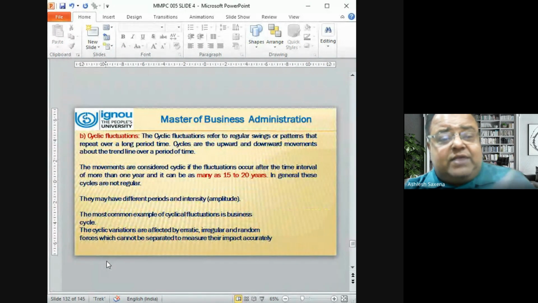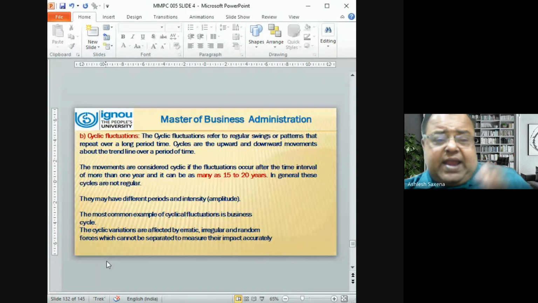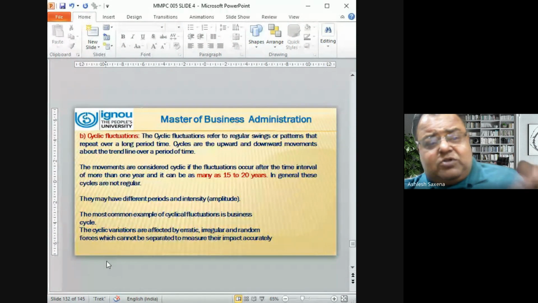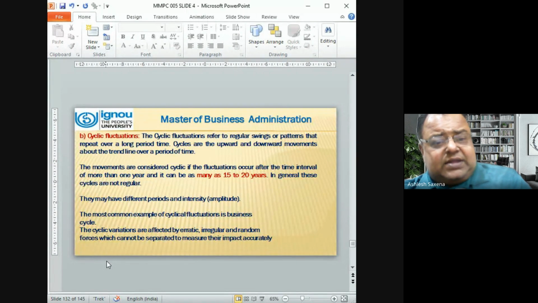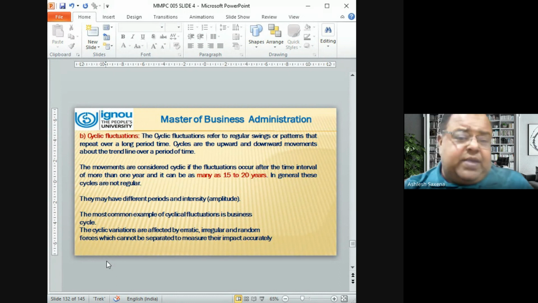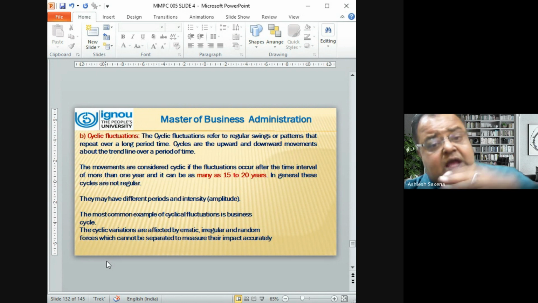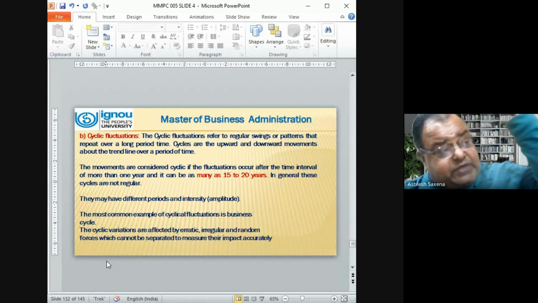Then come cyclic fluctuations. Cyclic fluctuations refer to regular swings or patterns that repeat over a long period of time. Cycles are the upward and downward movements about the trend line over a period of time. The movements are considered cyclic if the fluctuation occurs after a time interval of more than 1 year, and it can be as many as 15 to 20 years.